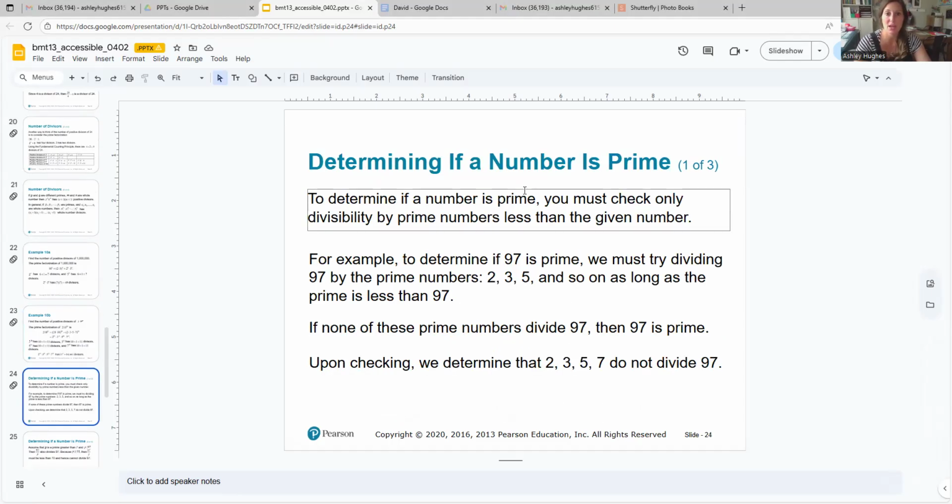To determine if a number is prime, we must check only divisibility by prime numbers less than the given number. For example, to determine if 97 is prime, we try dividing 97 by prime numbers, 2, 3, 5, etc., as long as it's less than 97. If none of these prime numbers divide 97, then 97 is prime.